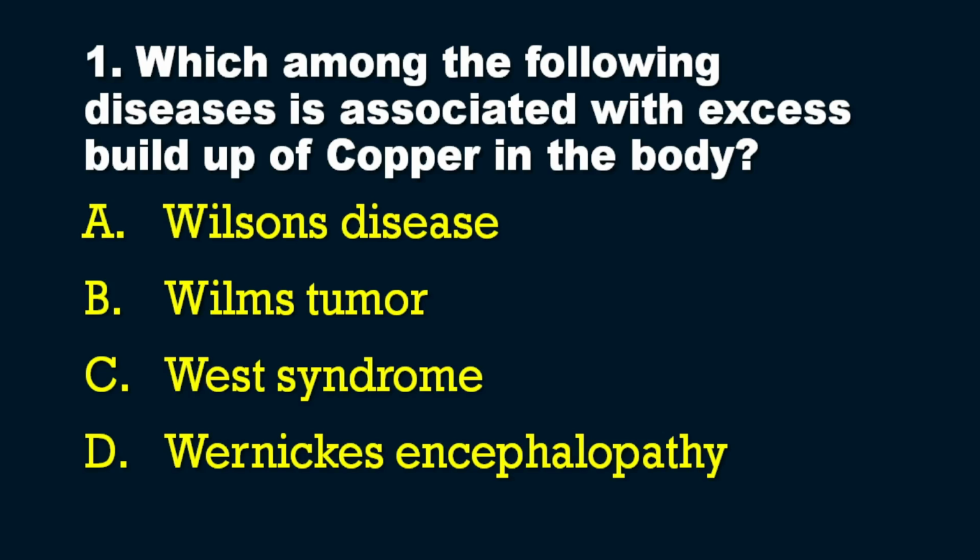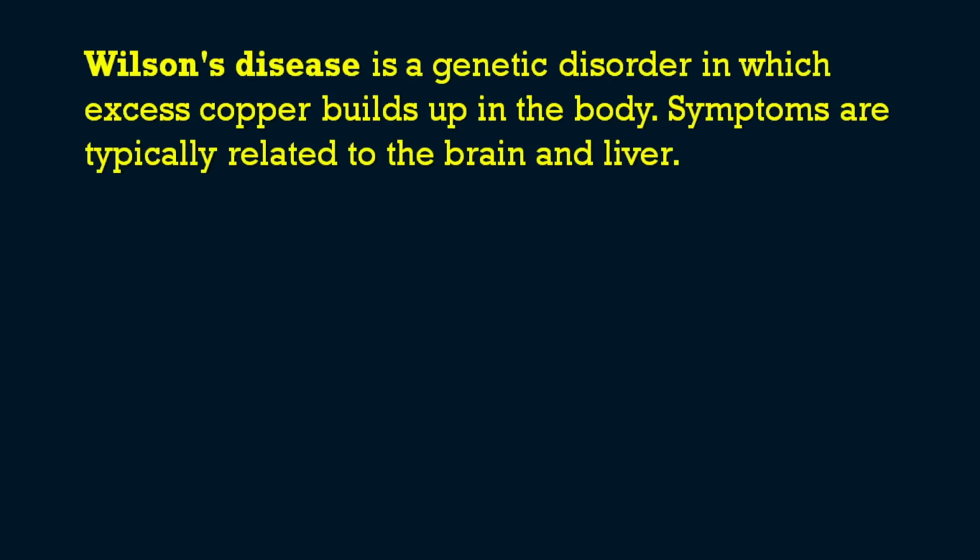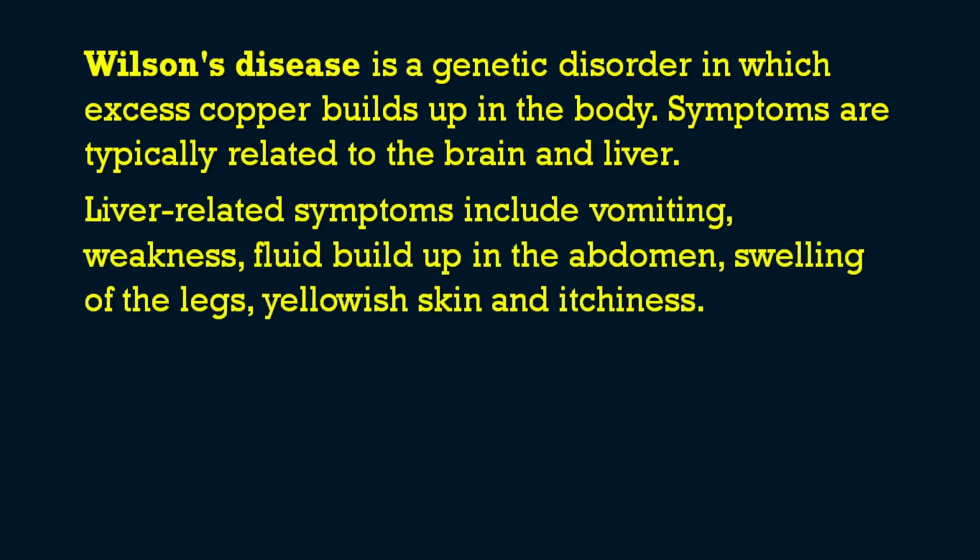So the answer is option A, that is Wilson's disease. We will be seeing all these options now. First of all, Wilson's disease is a genetic disorder in which excess copper builds up in the body, and the symptoms are typically related to the brain and liver. The main two organs affected by Wilson's disease are the brain and the liver. So the symptoms can be explained under two headings, the brain symptoms and the liver symptoms.